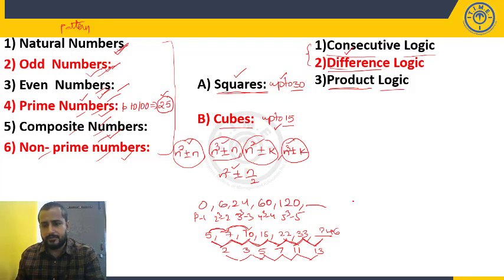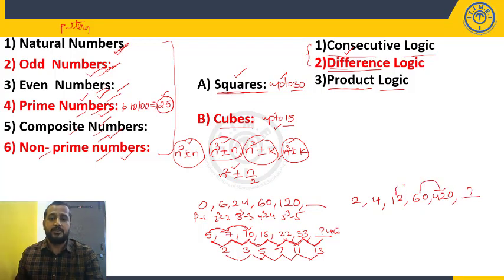Let us take an example. 2, 4, 12, 60, 420, next. 60, 420, look at, there is a big jump. 1260, there is a big jump. 420 to 1260, yes, it is 3 times almost, right? So there is a big jump. So if from one number to another number there is a big jump, we are going to apply product logic.